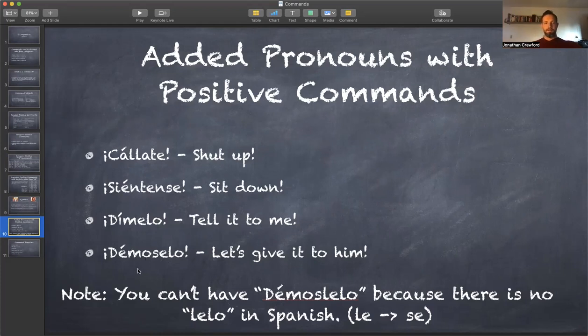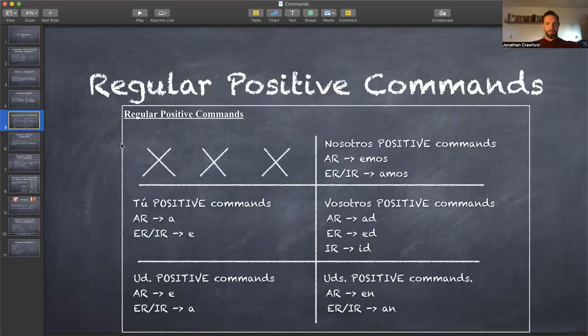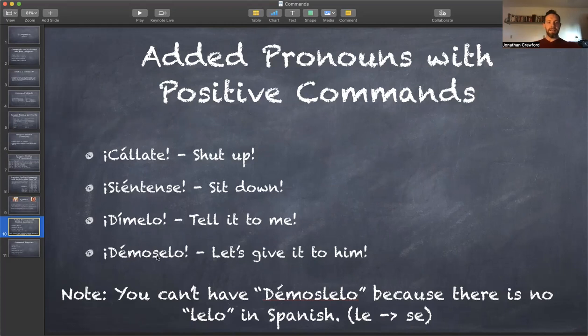Démoselo. This would be an example of an esdrújula. Démoselo. Let's give it to him. And so dar is the verb. Dar means to give. But since it's in the nosotros, it's an AR verb, it goes to emos. Damos means we give. Demos means let's give. Let's give. So we say, démoselo.